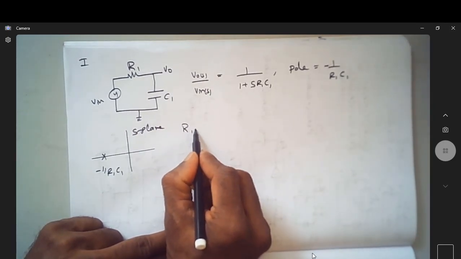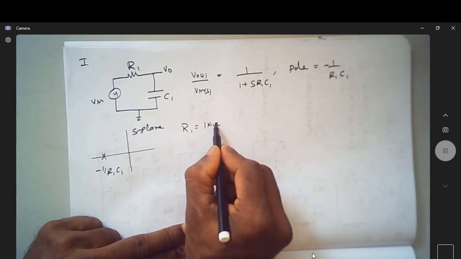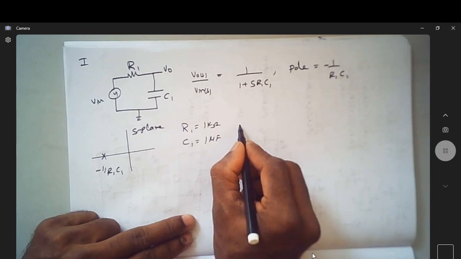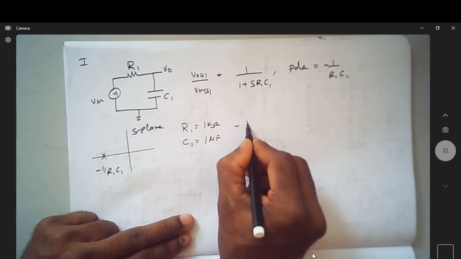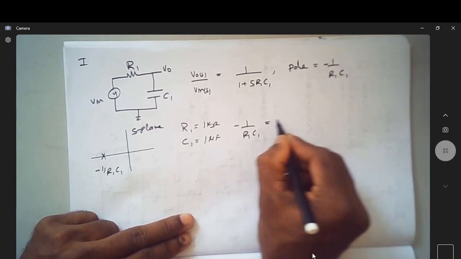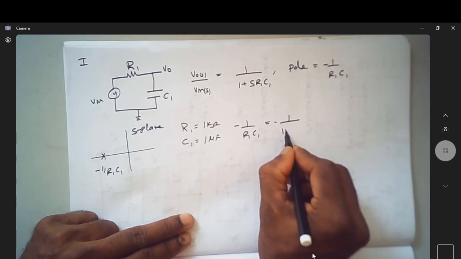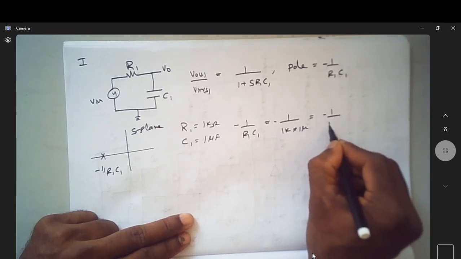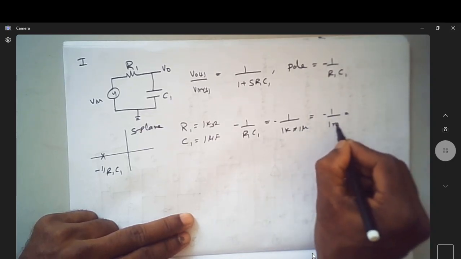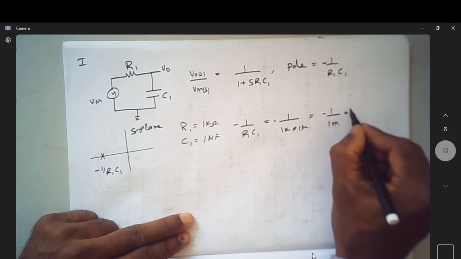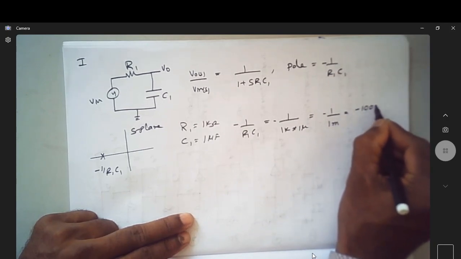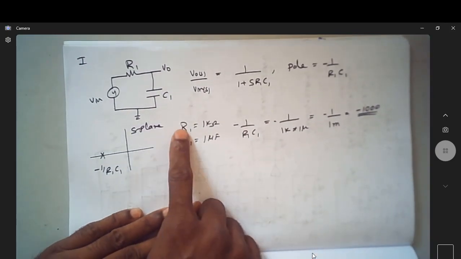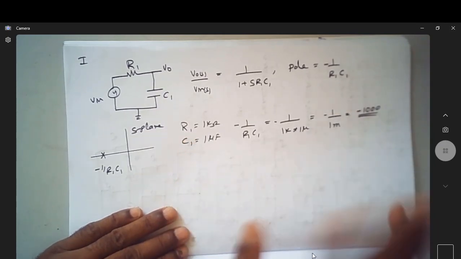Suppose you give the value of R1 as 1 kilo ohm and C1 as 1 microfarad. So we know that this pole position, which is minus 1 over R1 C1, comes out to be minus 1 over 1k into 1 micro, which is minus 1 over 1 milli, and 1 milli means 10 power minus 3. So now this will be minus 1000. So we will have the pole at minus 1000. As you change the value of R1 C1, the pole position changes.